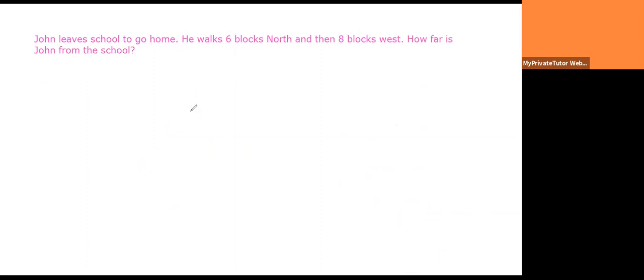John leaves the school to go home. Okay, he walks. What I will do, I will draw a chart, a graph kind of a thing here. Then you can decide which side is east, west, and all. So I will prefer this is east, west, north, south. Try to draw a diagram, guys.